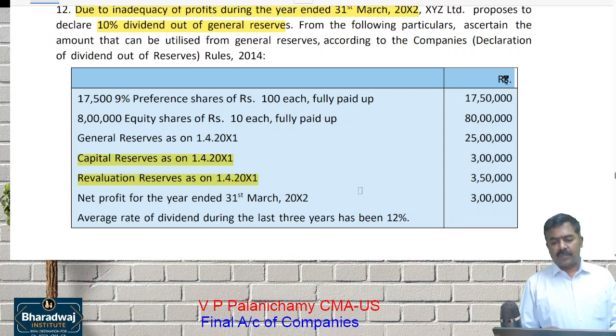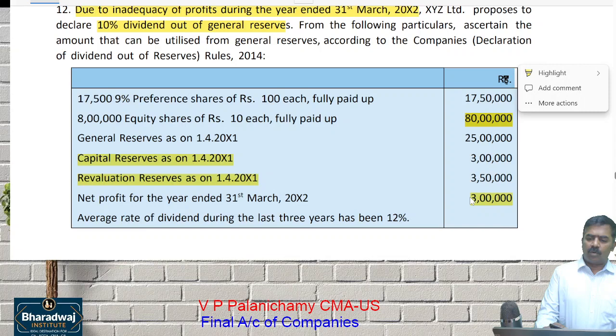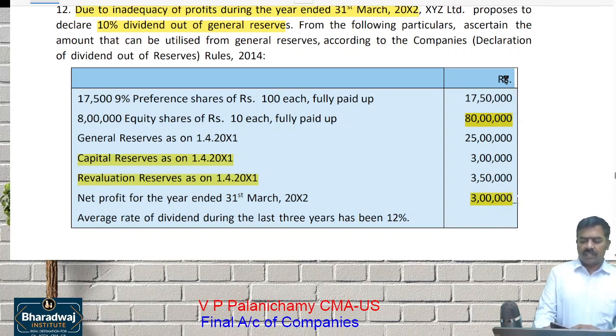What is the net profit of the current year? 3 lakhs is the net profit for the current year. And the company wants to declare how much percentage dividend? 10%. 80 lakhs into 10%. They want to declare. But profit is available only to the extent of 3 lakhs. Now, how much dividend you have to pay? 8 lakhs of dividend you have to pay, but amount available is only 3 lakhs.